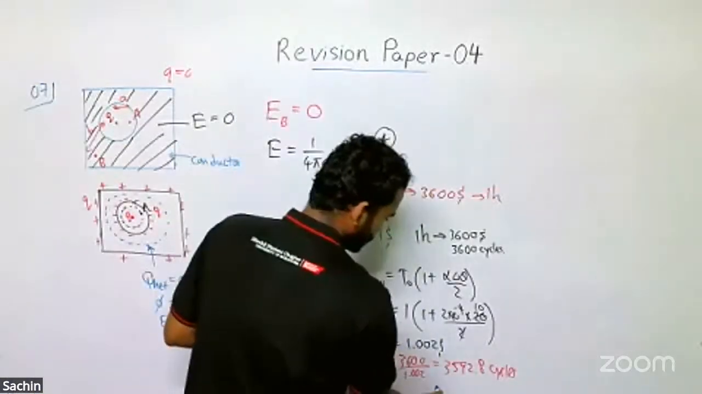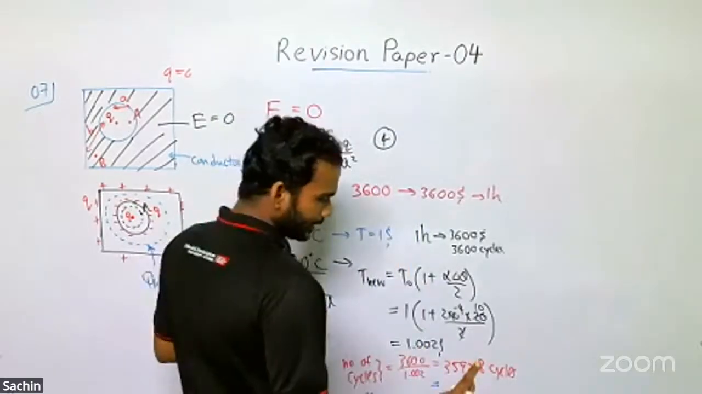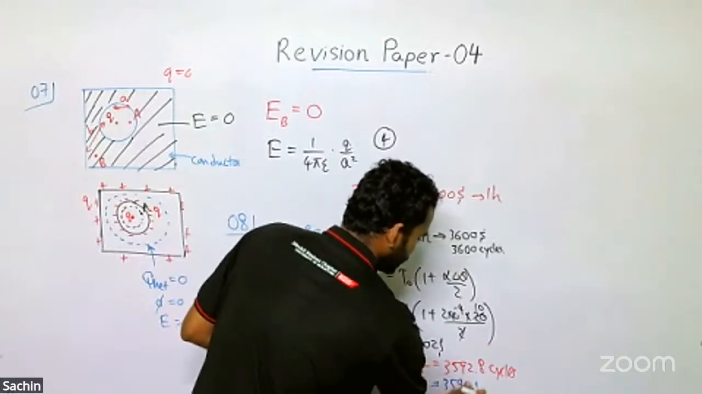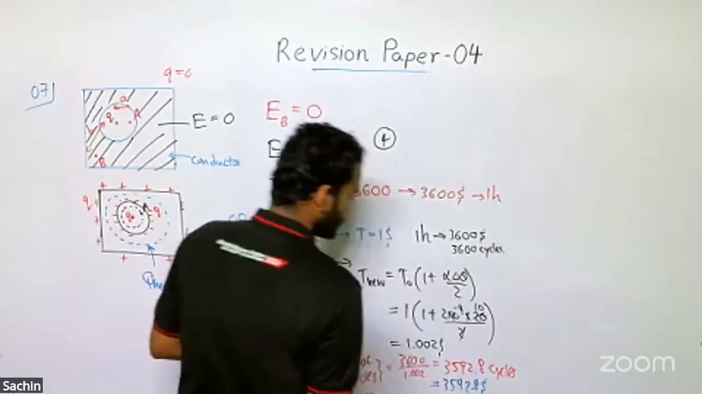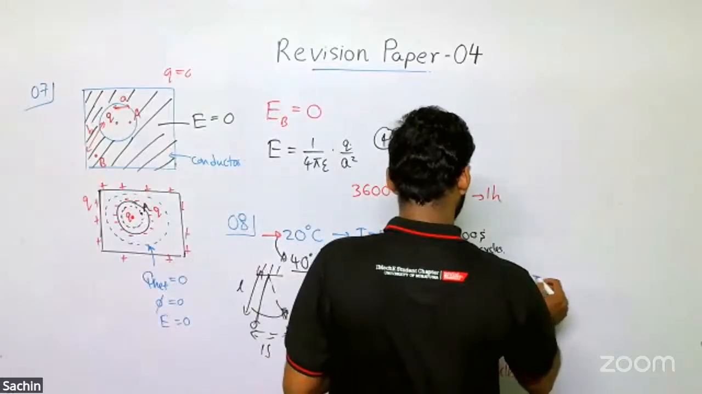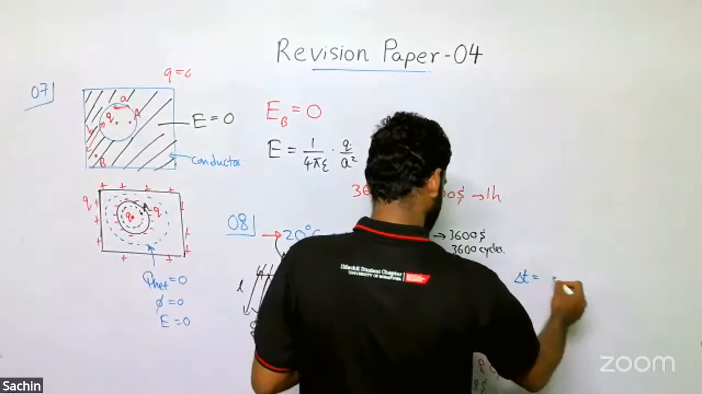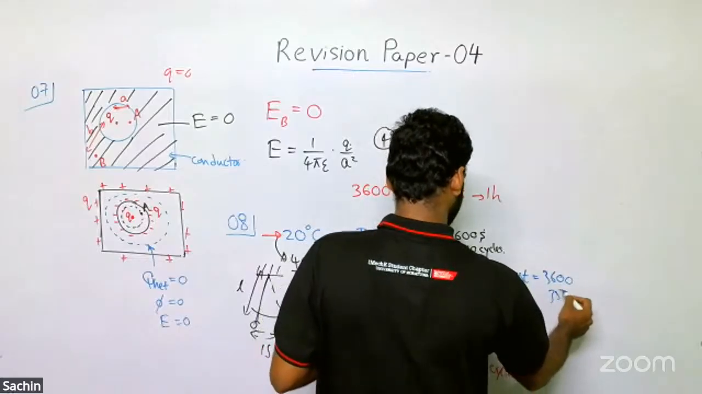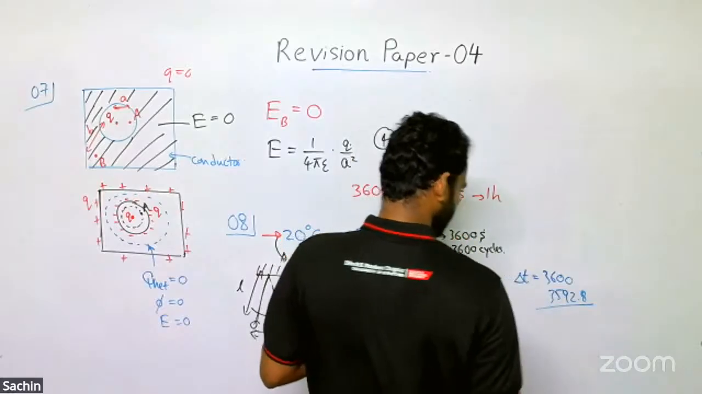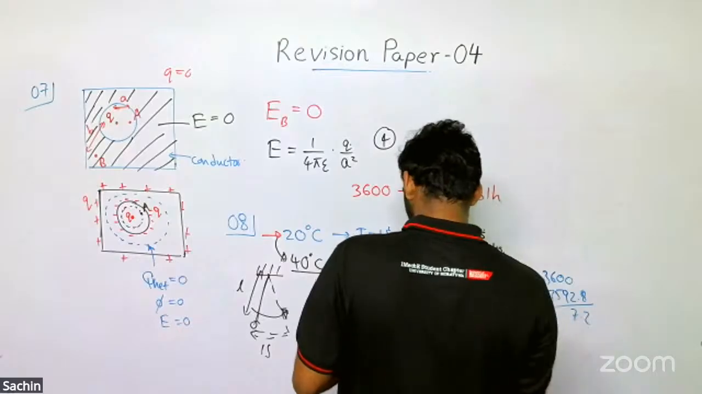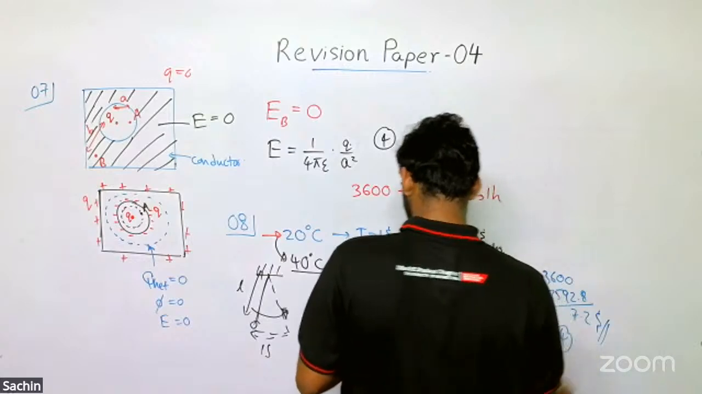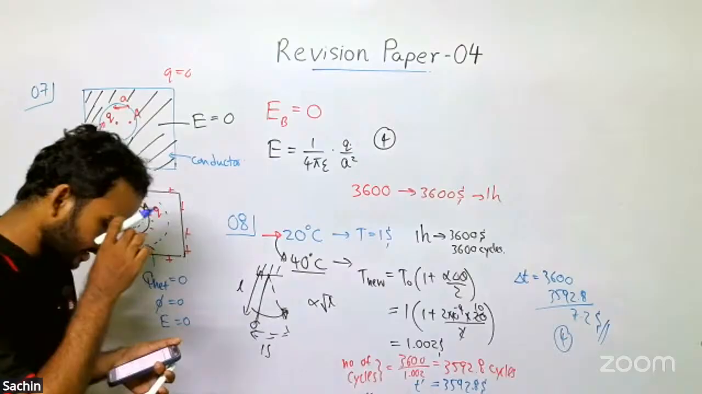So it will assume each cycle is 1 second. So the measured time will be 3592.8 seconds. So the clock's time is this. So what is the difference? The difference in time is 7.2 seconds. So that is given in the fourth option. Okay, that is given in the fourth option.